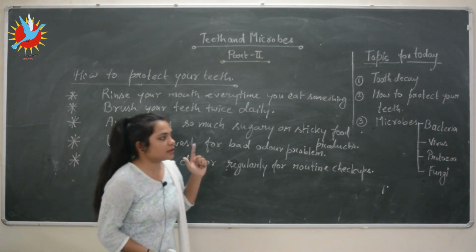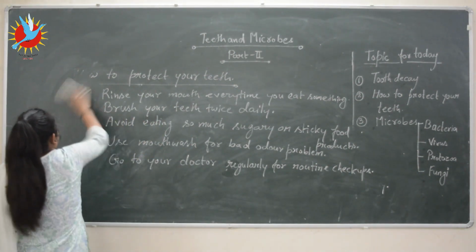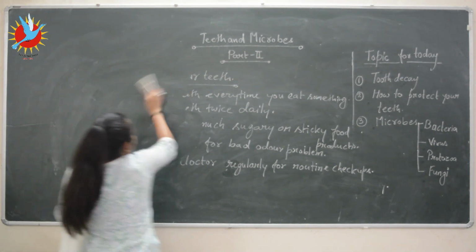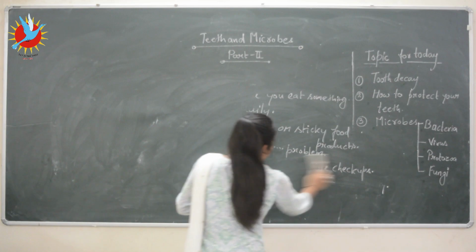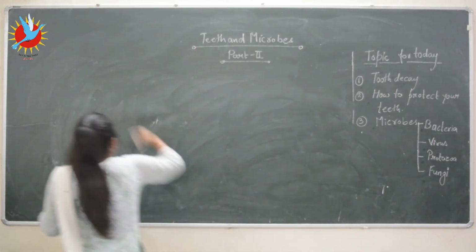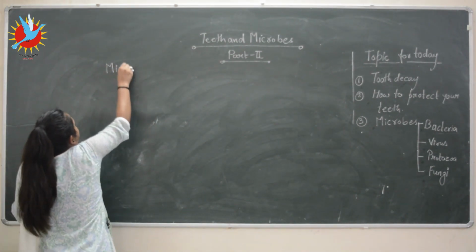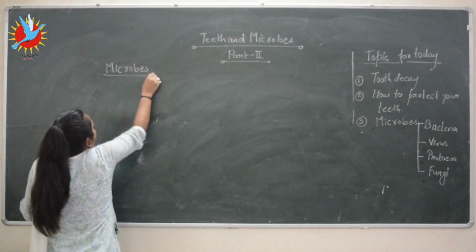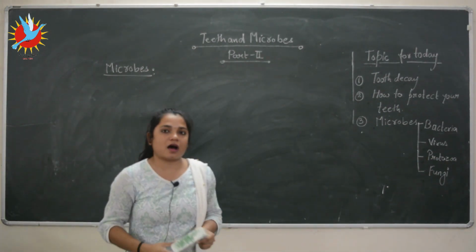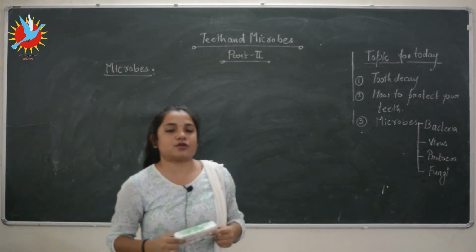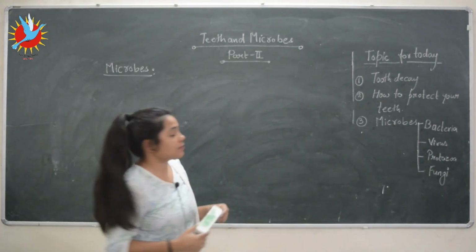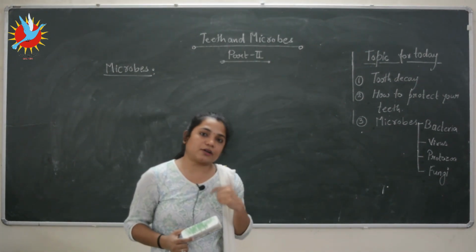Now the last topic is microbes. First of all, let me tell you what are microbes. Microbes are small germs or bacteria that grow in our mouth. Okay, so microbes are small germs or bacteria that grow in our mouth.